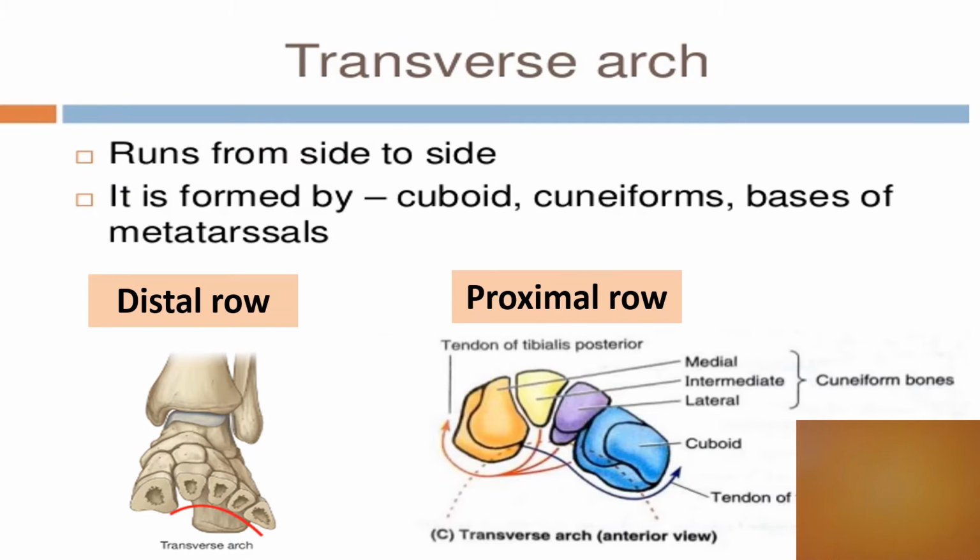For the transverse arch, which runs from side to side, it is formed of a proximal row and a distal row. The proximal row is made of the tarsal bones, which is the 4C. 4C means medial cuneiform, intermediate cuneiform, lateral cuneiform, and then the cuboid. These are the 4C row of the transverse arch. The distal row is formed of the heads of the metatarsal bones.